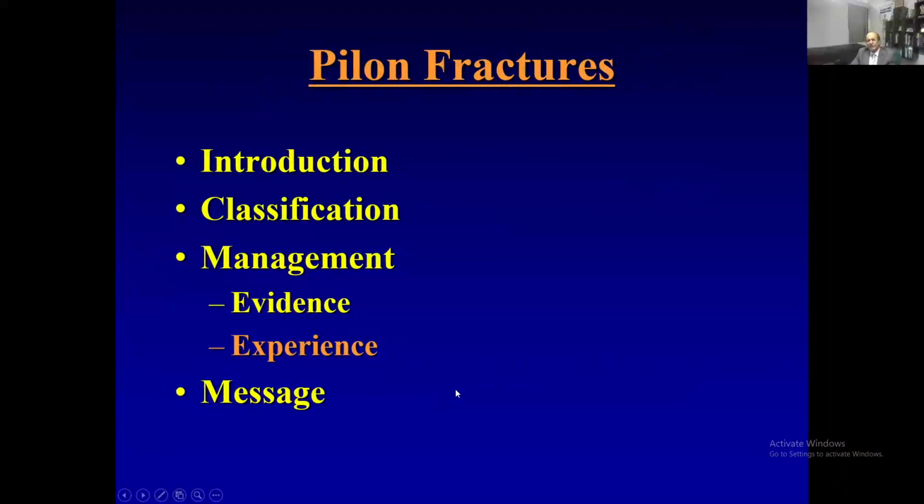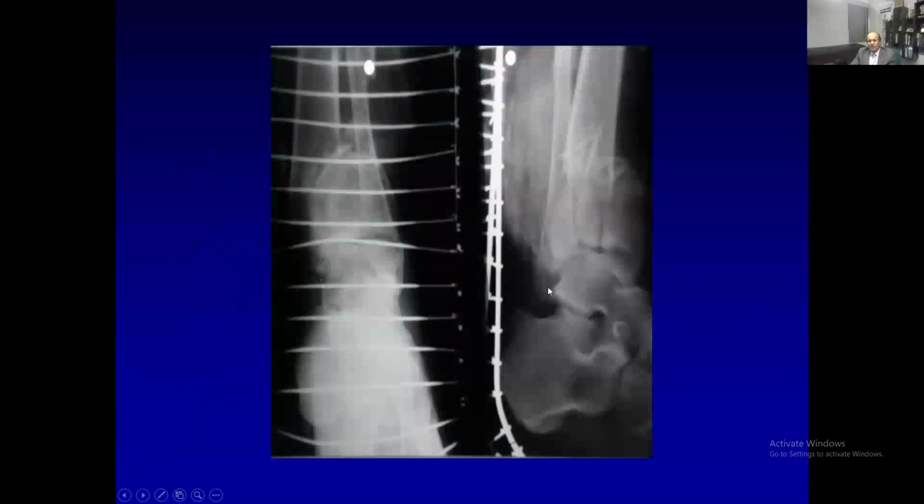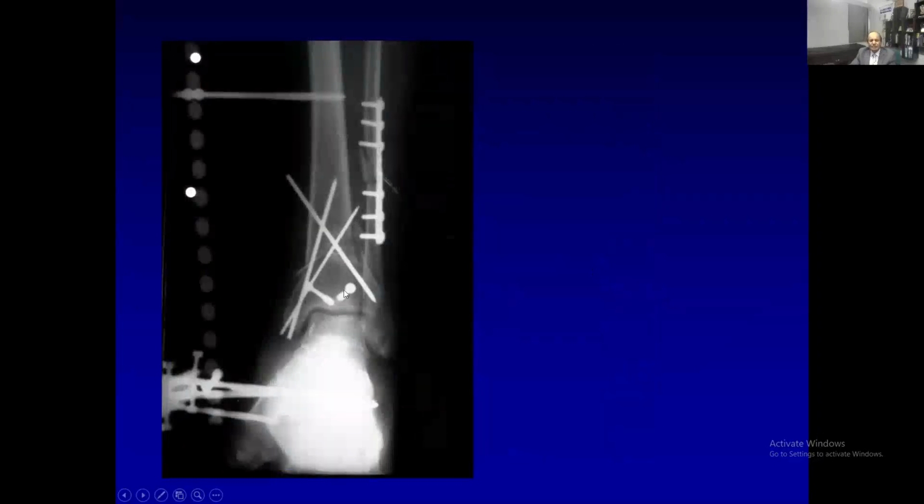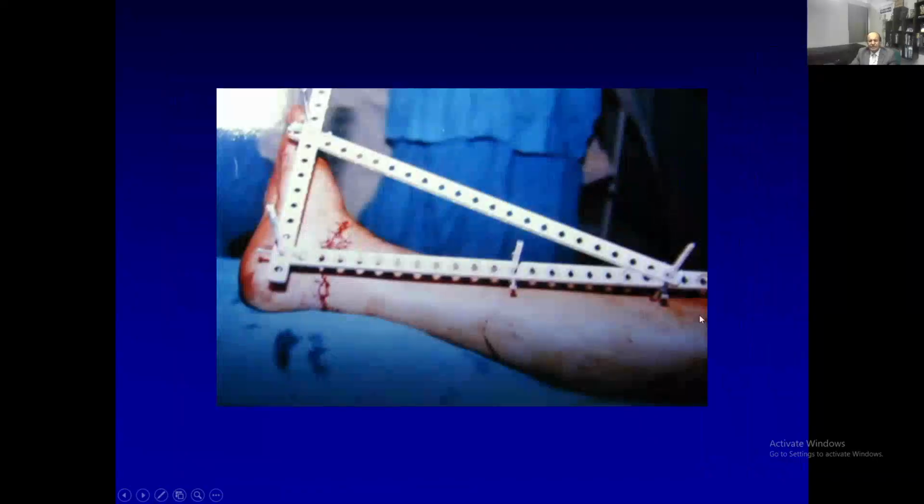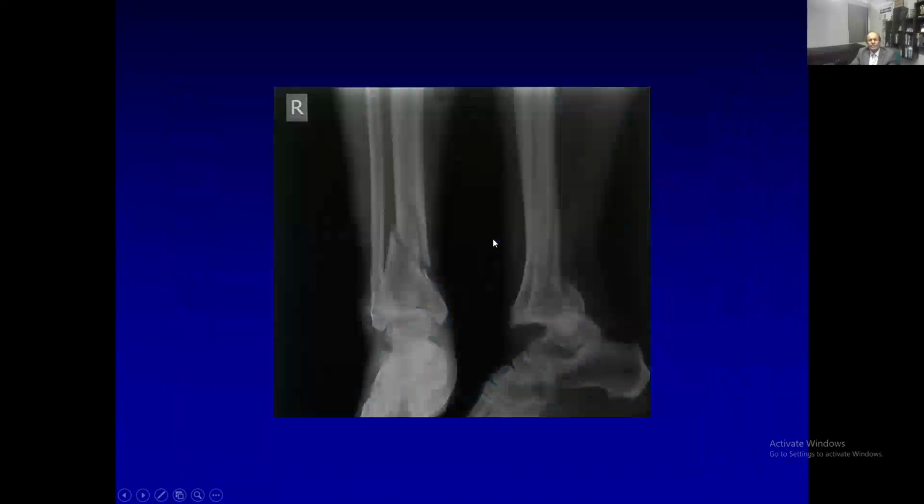Now, what has been our experience? I'm going to show some representative cases. This was a pilon fracture, relatively simple, but it was an open fracture. So we did minimal internal fixation and put a fixator across the ankle, and this fracture went on to heal very well with good function.